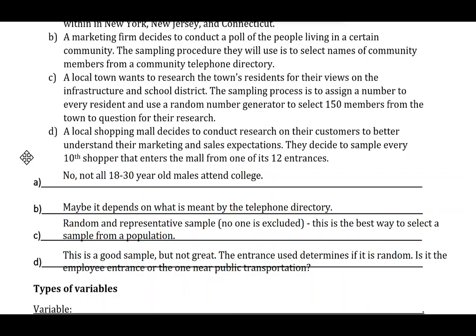However, the one of the 12 entrances is where it could be a potential issue. That one entrance that they're going to be studying from could really sway or bias or change the outcome of the sample, depending on whether or not that entrance is near the food court or near public transportation or near the parking garage, or is it an employee entrance? If they could randomize that entrance as well as randomize every 10th shopper, then that would be the best way of selecting a sample from this population.